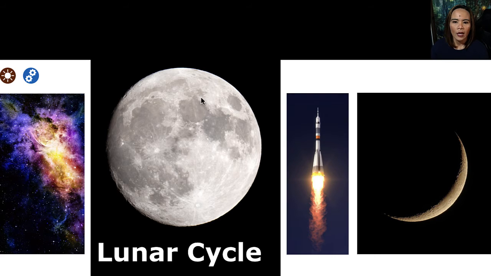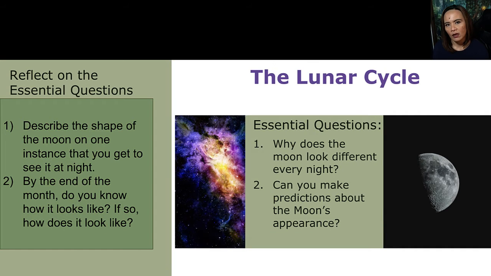Now, before we start, let's take a look at the moon right here. I'm pretty sure that you have seen this at one point, so think about that, but we are going to discuss more about it in detail. We'll start first with reflecting on these two questions. First, describe the shape of the moon on one instance that you get to see it at night. And I'd like you to think about, by the end of the month, do you know how it looks like? If so, how does it look like? You're going to answer that in your box today, which is related to the focus questions or essential questions that we are going to answer today throughout the video.